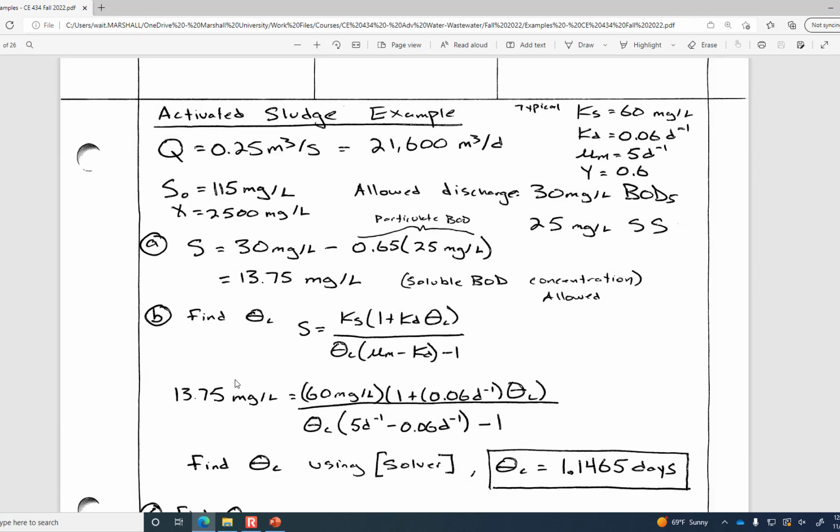We had calculated the amount of BOD, the soluble concentration of BOD, because remember BOD is in two places. BOD is dissolved in the water, and it's also particulate BOD.